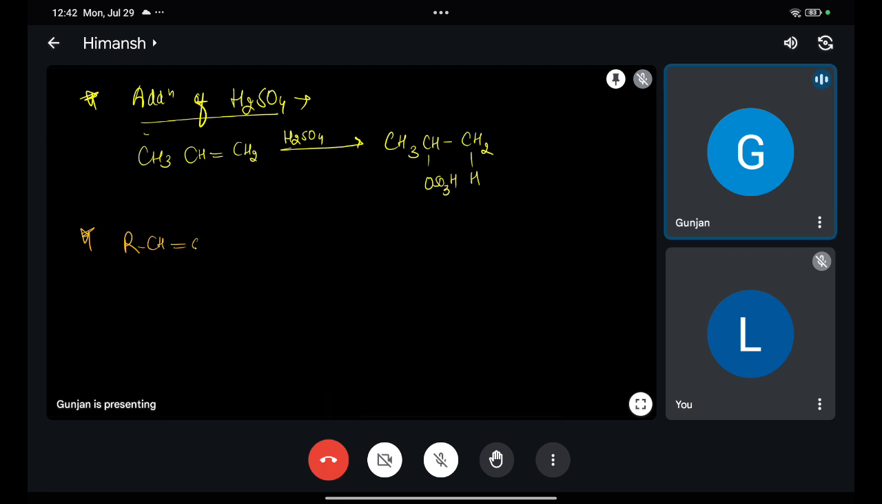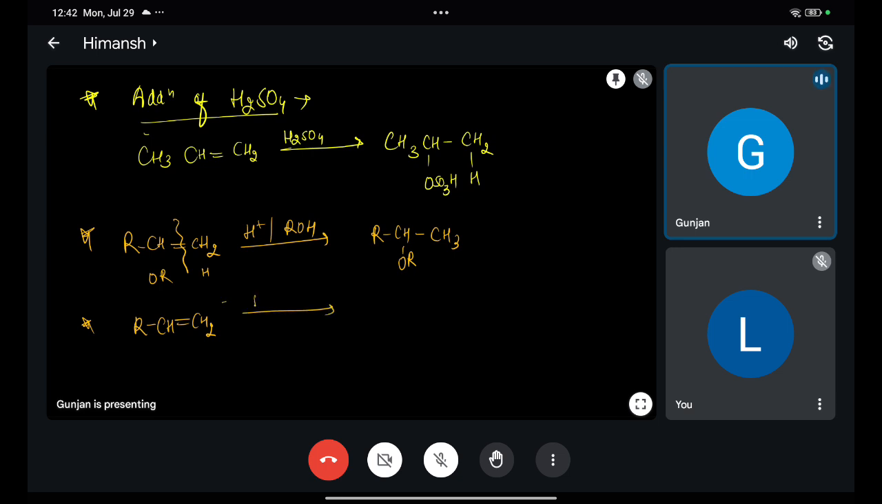One more addition like this. You're adding H positive, ROH alcohol. So when we break this bond, hydrogen goes over here, OR over here. The negative part always goes over the carbon having less number of hydrogens, OR over here, and CH3. Got it?